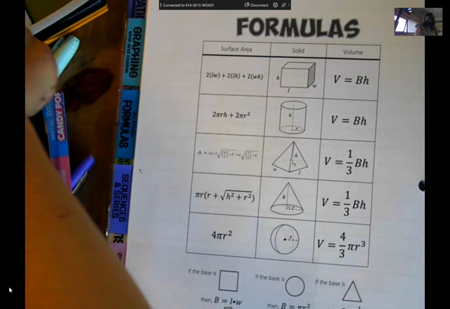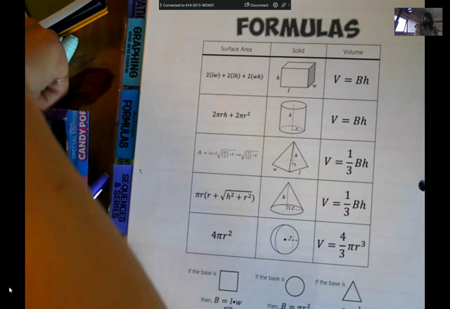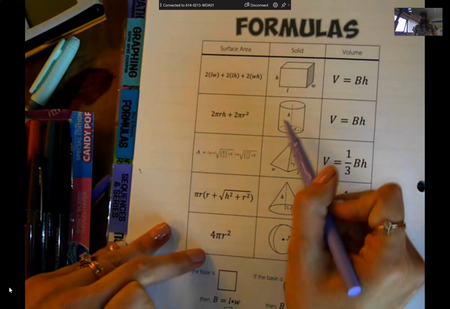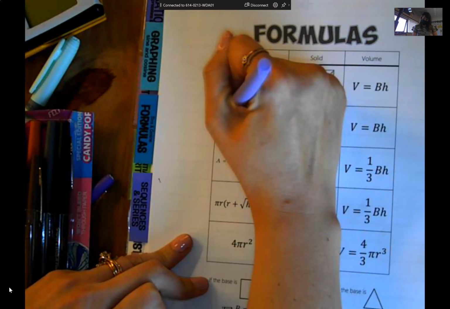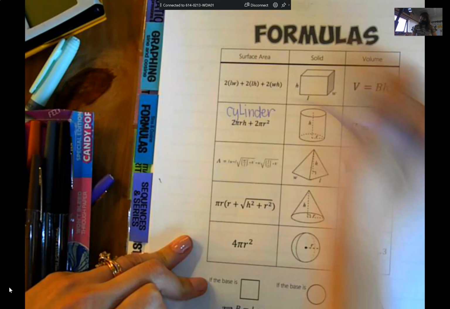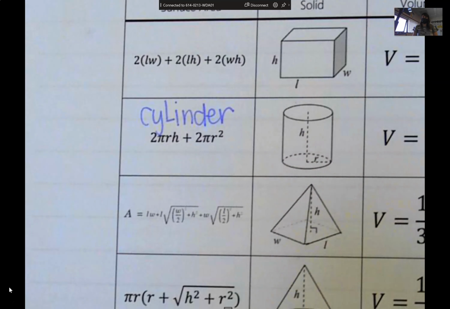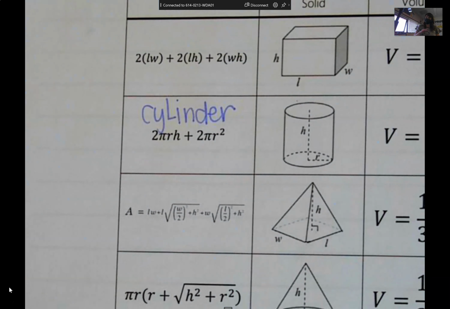Goodness gracious, what color do I want to use? We're on the second one down. C-Y-L-I-N-D-E-R. Cylinder. He's got a top that's a circle and a bottom that's a circle, and then you wrap around to make the cylinder, like a can of beans. You're okay on that one?